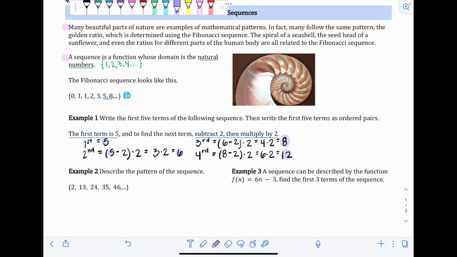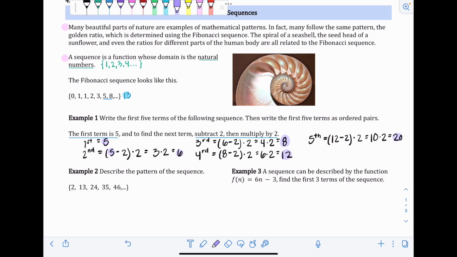So my fourth term is 12, and then I'm supposed to find the first 5 terms, so I have to do this one more time. So for the fifth term, I would take the previous term, the fourth term, the 12, and subtract 2 and then multiply by 2. So 12 minus 2 is 10, and then 10 times 2 is 20. So my fifth term is 20.